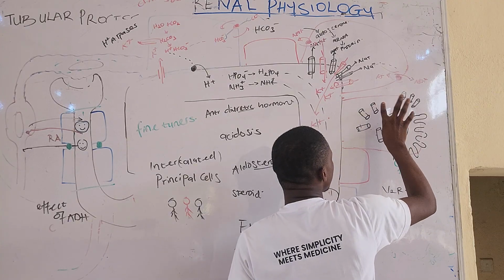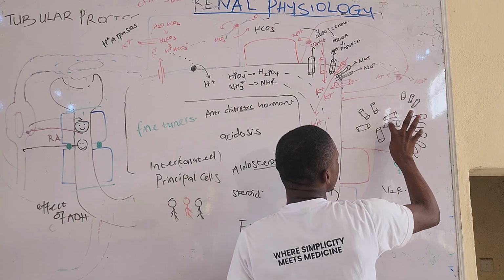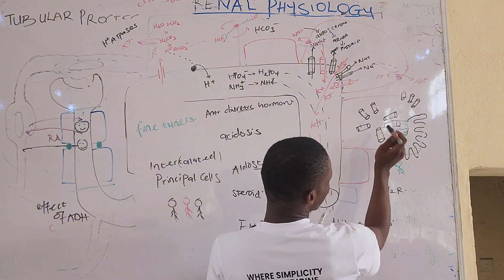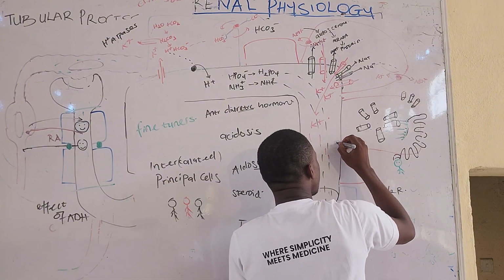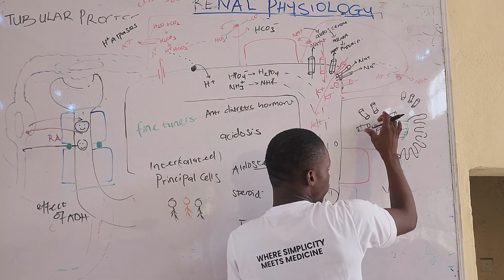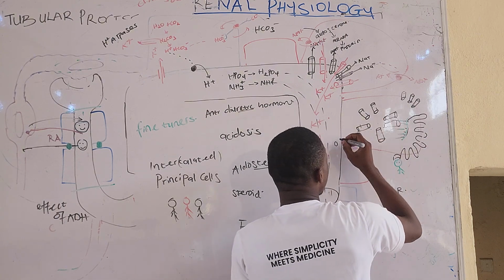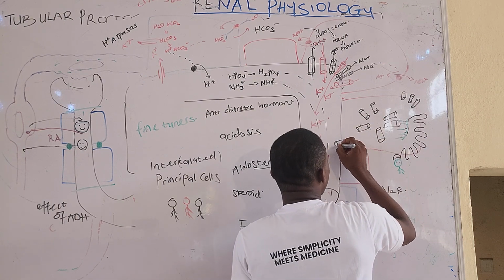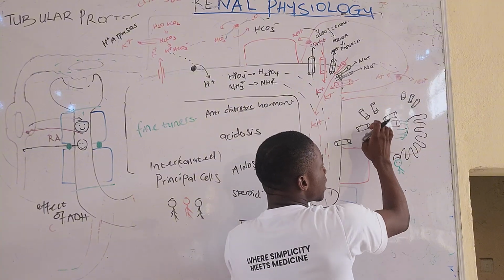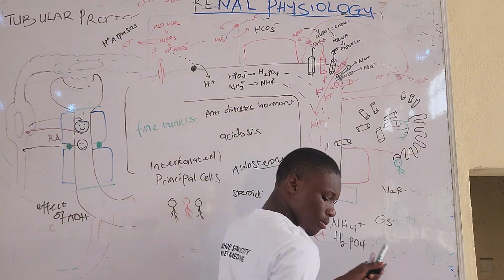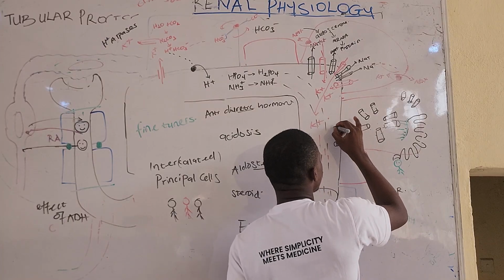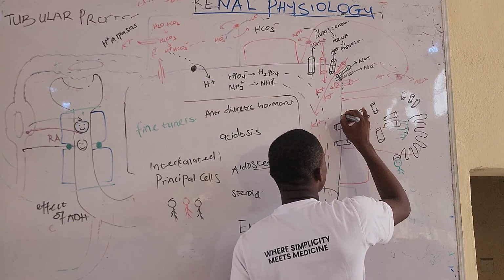Now, when they leave, these channels have become free. When these channels become free, they will come and insert themselves on this place. When ADH binds, they become free, then they come and insert themselves here. That means before, without ADH, these channels were not in this place. And so they are now here, under the influence of ADH.